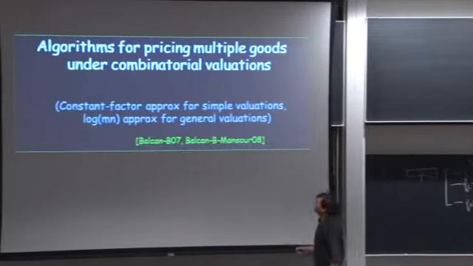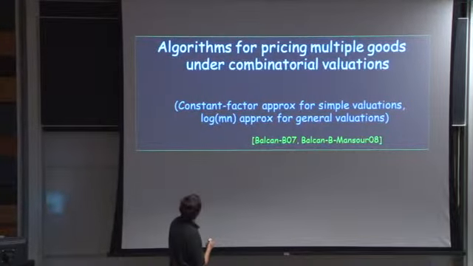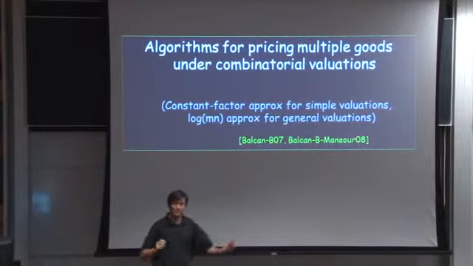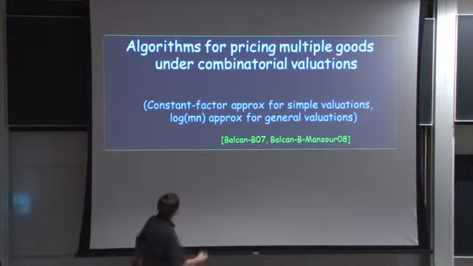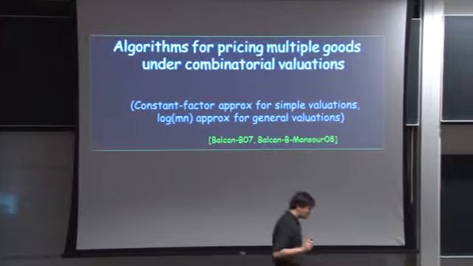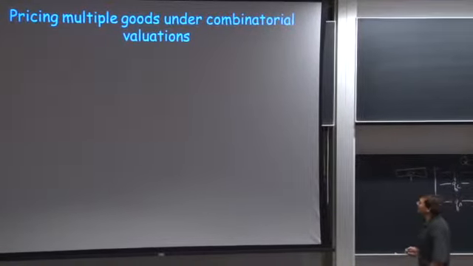So I'm going to talk now about pricing. I'm going to talk about pricing multiple goods under combinatorial valuation. This is going to be a totally different problem. Okay? So I want to look back to our lemonade stand. Remember with our lemonade stand, we were selling lemonade, trying to make a lot of money.